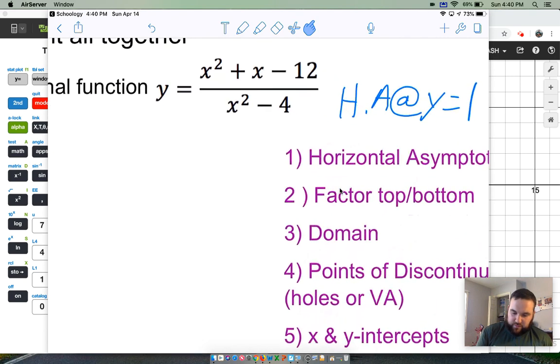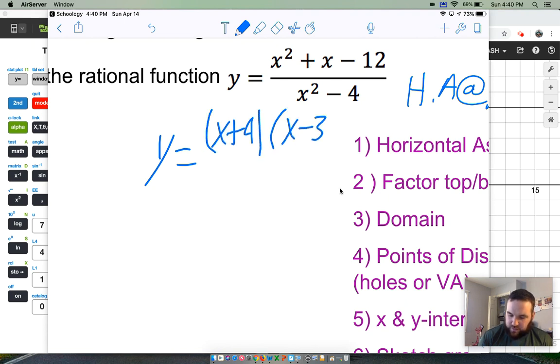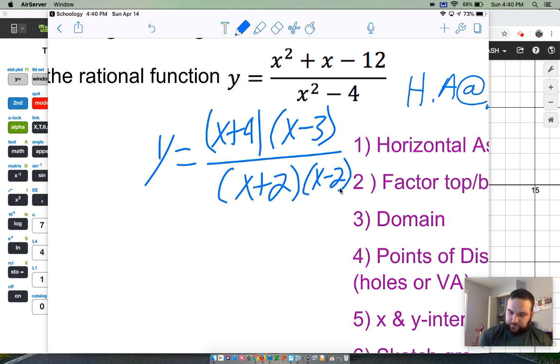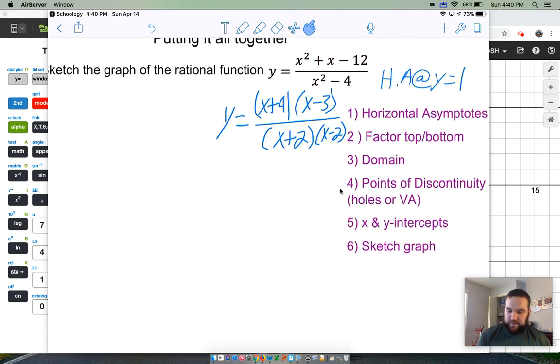Next, I'm going to factor this. So I'm going to write it in factored form. We got y equals x plus 4 times x minus 3. That's how the top factors. And then the bottom is x plus 2 and x minus 2. So there's a factored version.